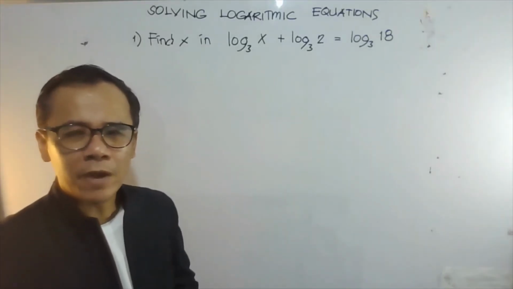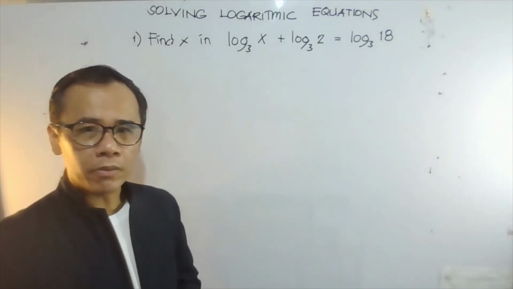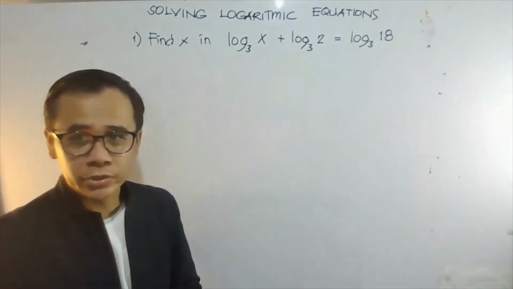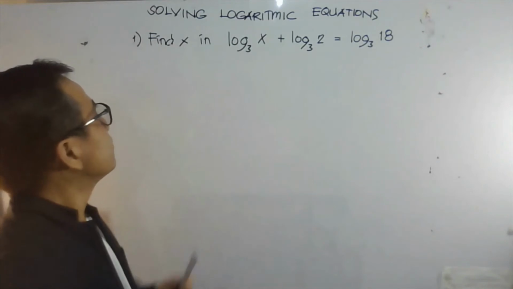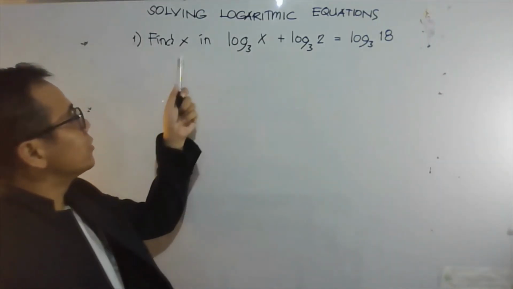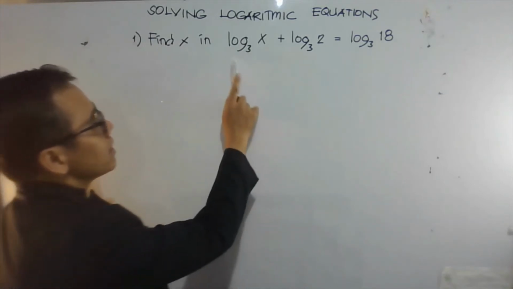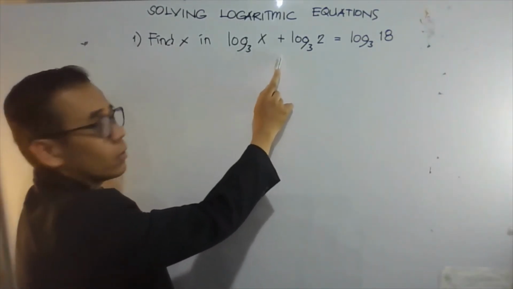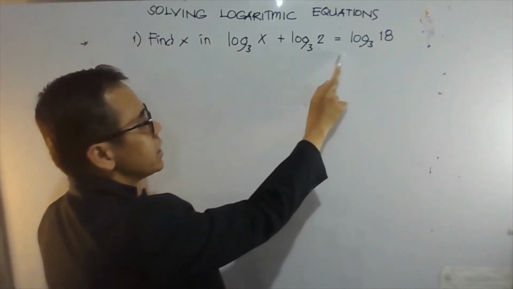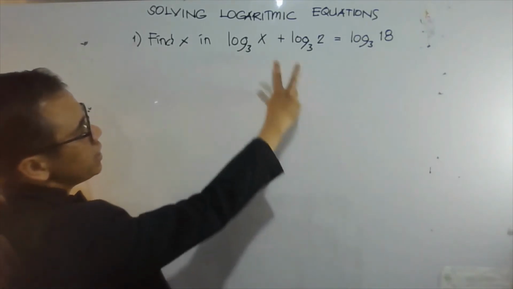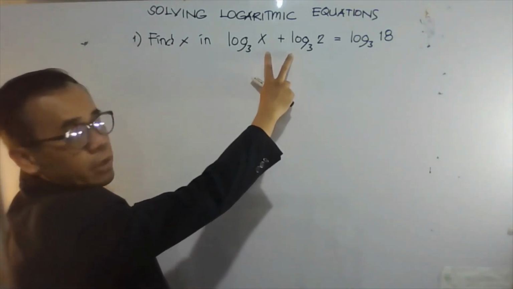Let us now apply further our knowledge on logarithmic expressions by solving some logarithmic equations. Here, in our problem number 1, we are asked to find the value of x in this equation. Log of x base 3 plus log of 2 base 3 is equal to log of 18 base 3. As you can see, we have addition here now.